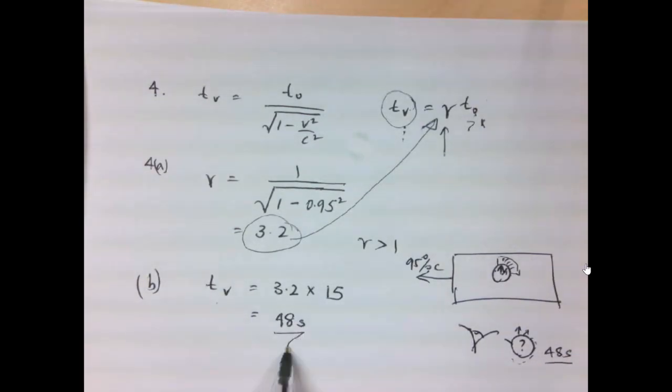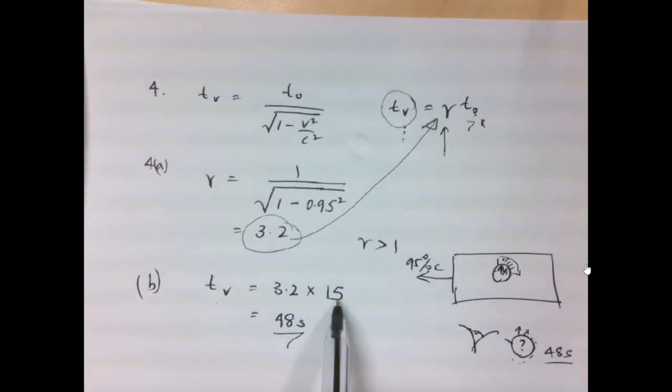So that's what this number here is saying. You will observe 48 seconds on your watch when only 15 seconds of their clock has passed.